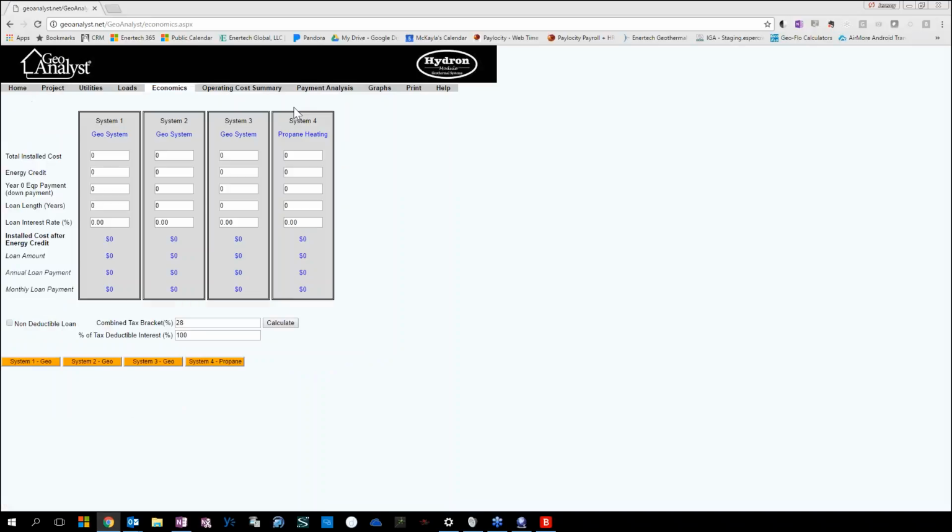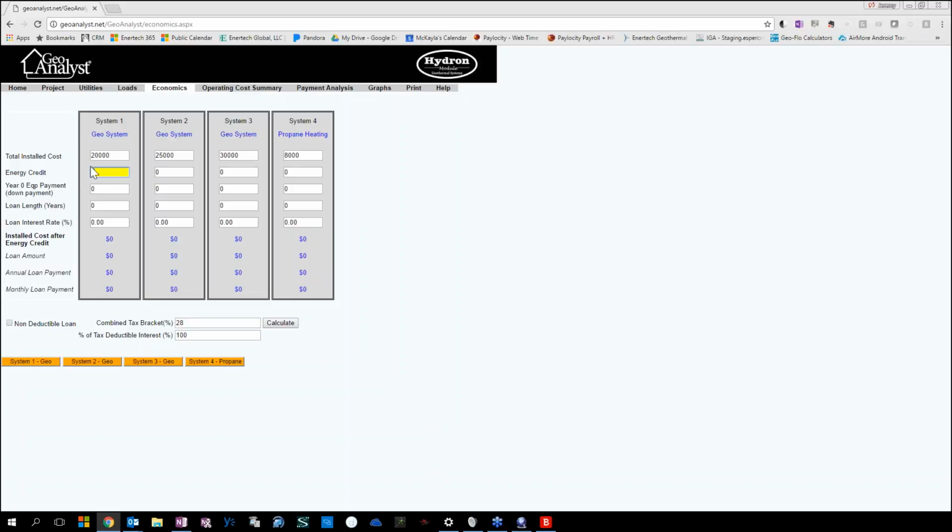I've calculated my systems. I know that system 1 is a 4-ton system. I'm going to put that at, let's say, $20,000. I'm going to put the 5-ton system, let's say at $25,000, and the 6-ton, let's say $30,000. A propane system, propane furnace, 14 SEER air, you might be at, I don't know, $8,000 or something like that for that system. And I'm going to leave energy credits out.